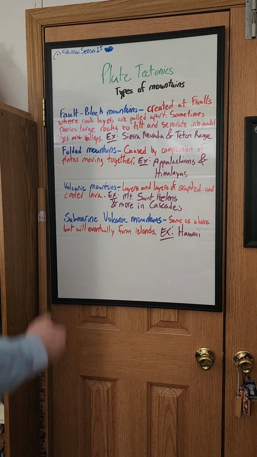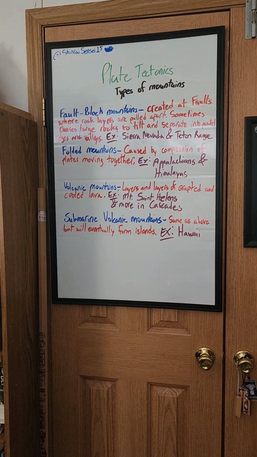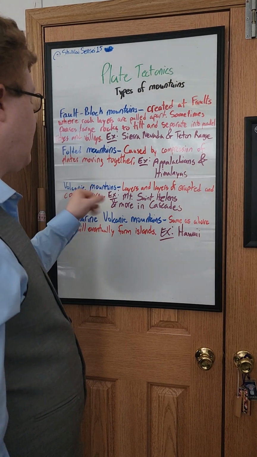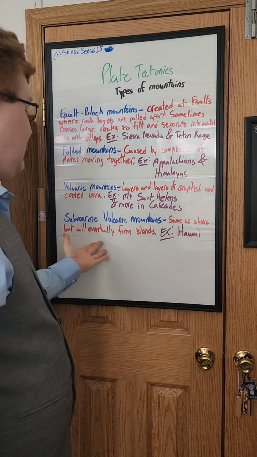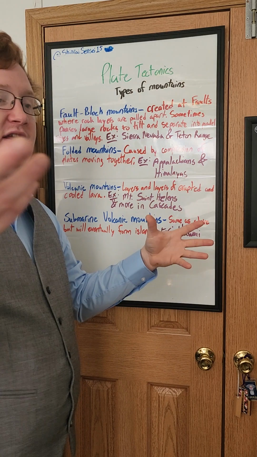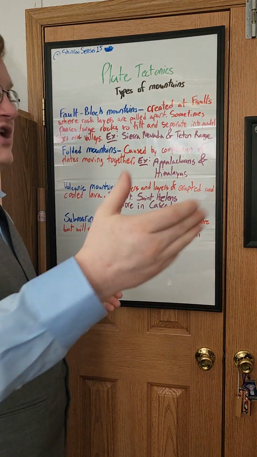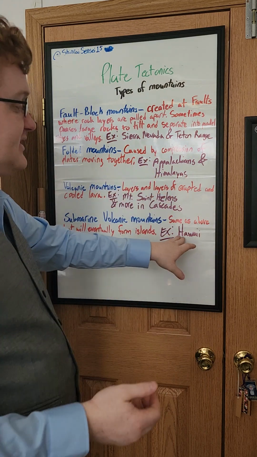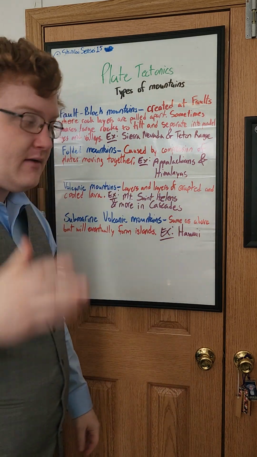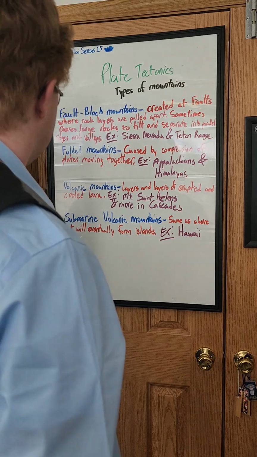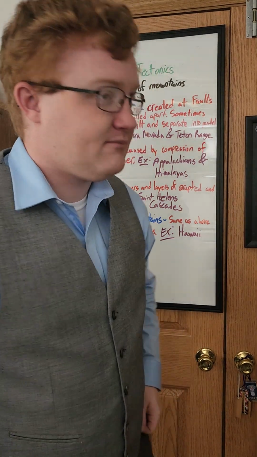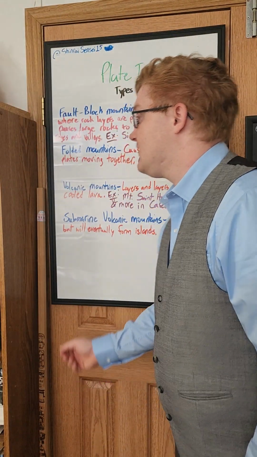And then you have submarine volcanic mountains, and submarine volcanic mountains are the same as regular volcanic mountains, except they're under the water, and as they eventually reach the surface, they will form an island or island chain as the hotspot moves, in the case of Hawaii, right? So that covers the 4 different types of mountains created by tectonic activity.